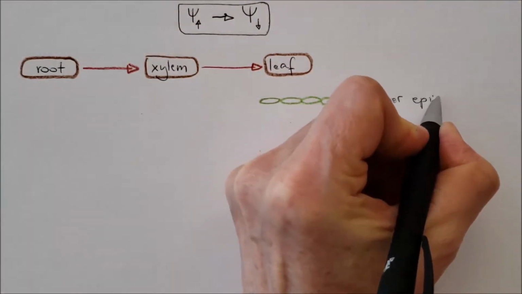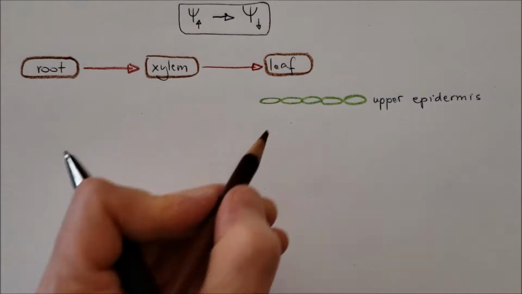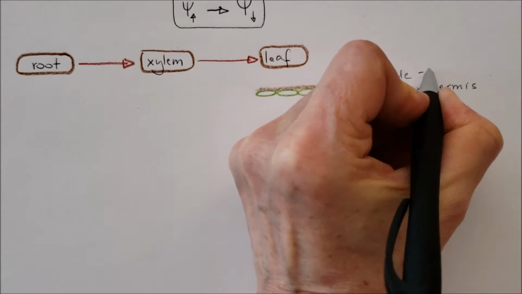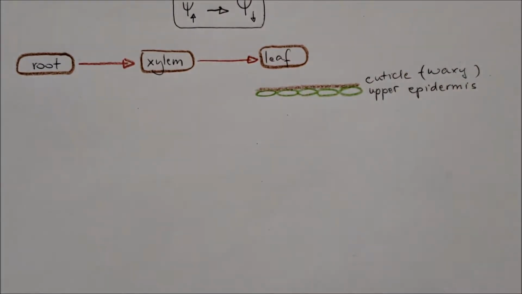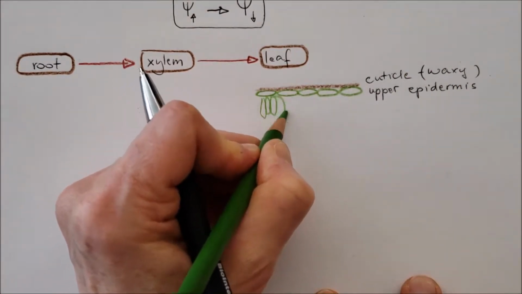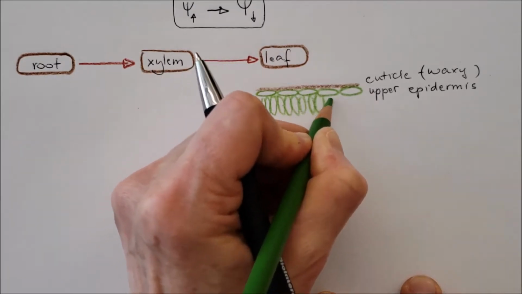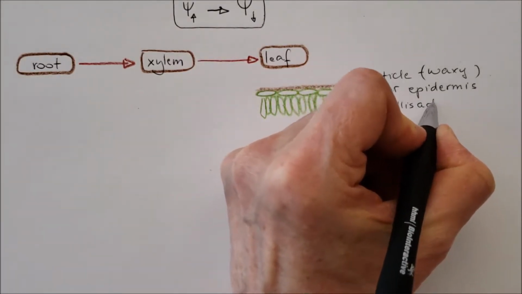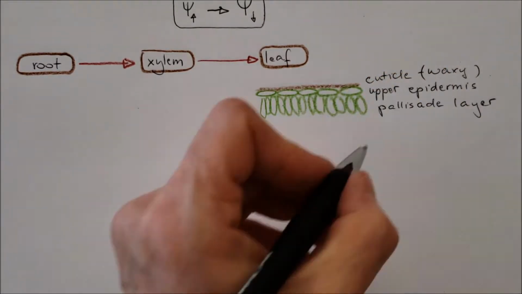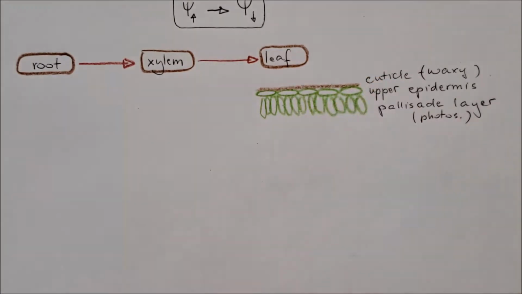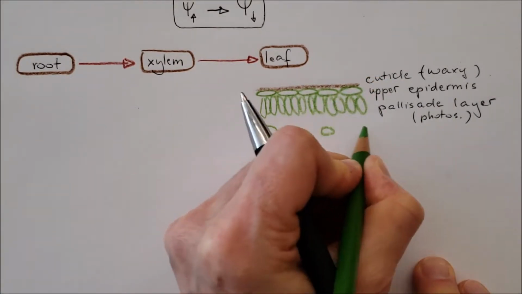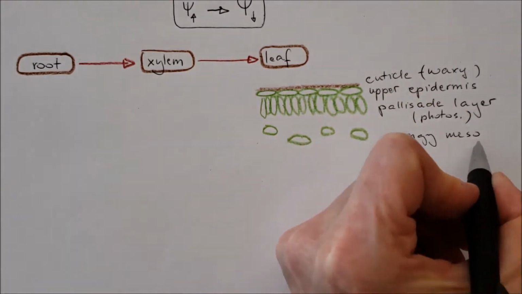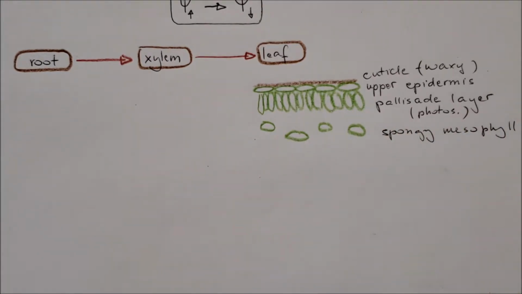So the cross section of the leaf: here we have the upper epidermis that secretes a waxy material, the cuticle, that plays a big role against dehydration. Here are the long cells next to each other containing a chloroplast with chlorophyll, the palisade layer. This is where the photosynthesis takes place. Here is the spongy mesophyll, where it's airy. The space is airy, cells are not squished together.